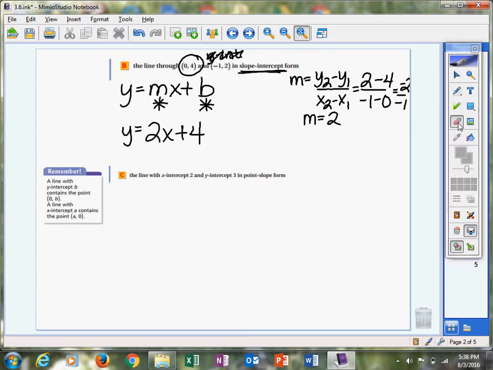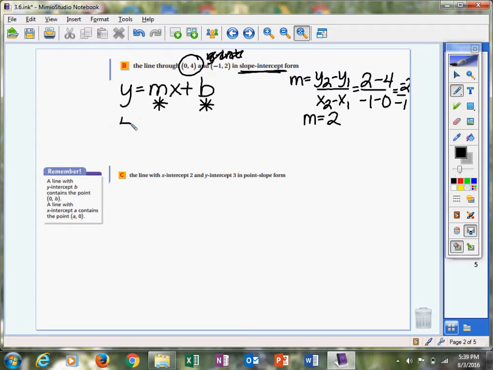Now, let's say I don't recognize any of those points as being my y-intercept. That's fine. You don't have to recognize it, but you do have to pick one of these points to plug in for the x and for the y so you can solve for b. So you can take your m and then pick one of these points and plug it in and go, okay, well, I want to plug in -1, 2, or I want to plug in 0, 4, because 0 is an easy number to calculate with.